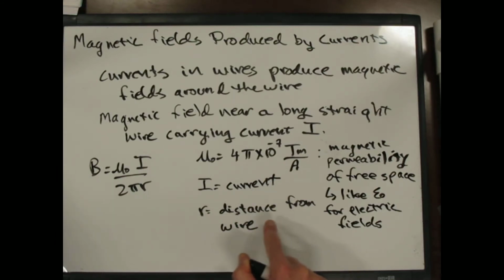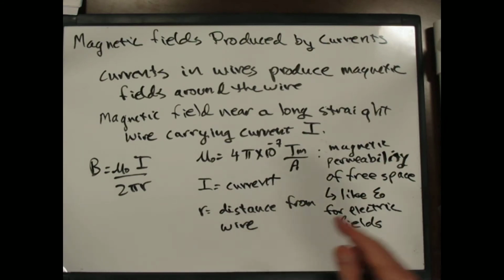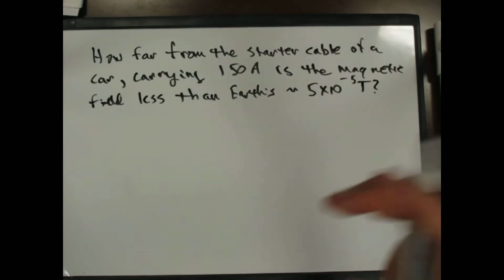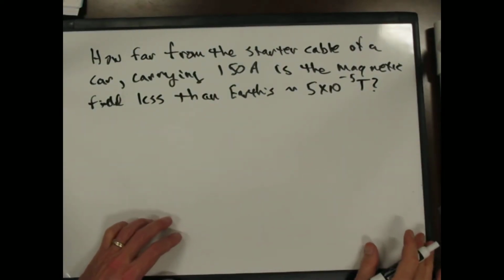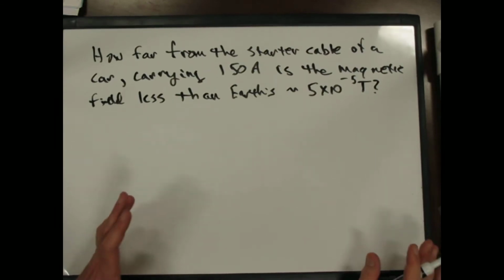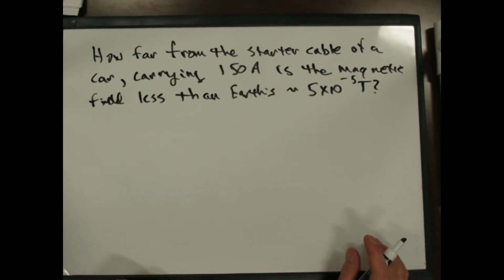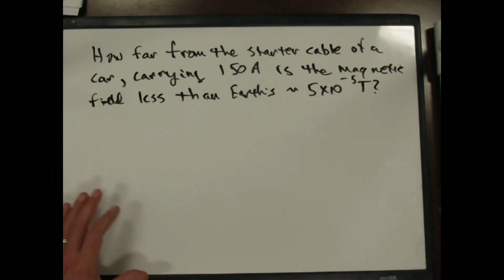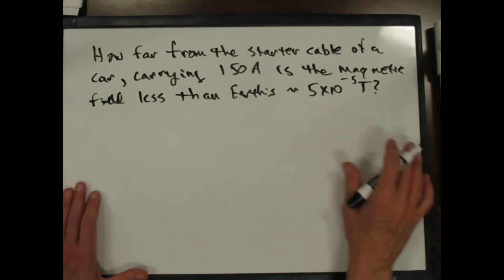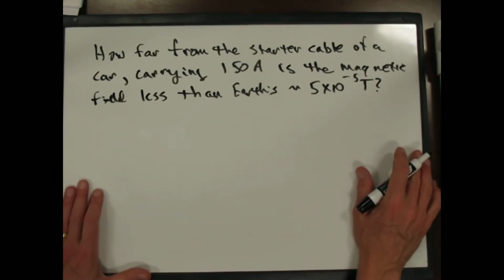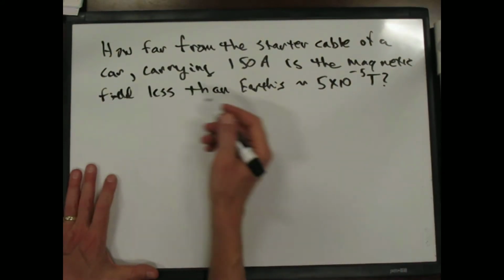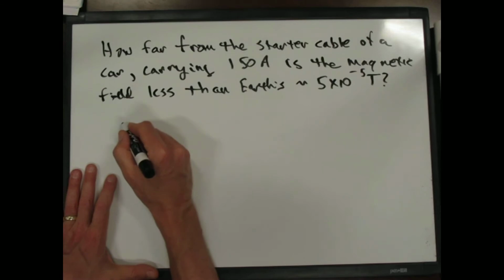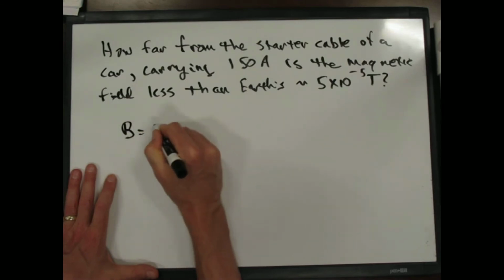I'll do an example here in a second where we'll also talk about, well, what's the direction of the magnetic field? So in this problem it says how far from the starter cable of a car carrying 150 amps is the magnetic field less than the Earth's, which is about 5 times 10 to the minus 5th Tesla? If we assume the wire is straight, then this formula applies.